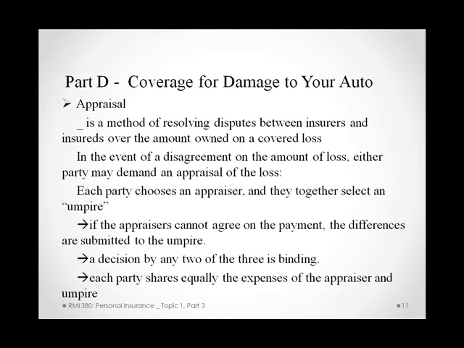Finally, there's always a way to appraise. If the method of resolving the dispute between the insurance company and the insured over the amount on the covered loss cannot be settled, each party can choose an appraiser, and the two appraisers together will select an umpire. So if the appraisers cannot agree on the payment, the difference will be submitted to the umpire. Then a decision by any two of the three will be binding. After that, each party will share equally the expense of the appraiser and the umpire.